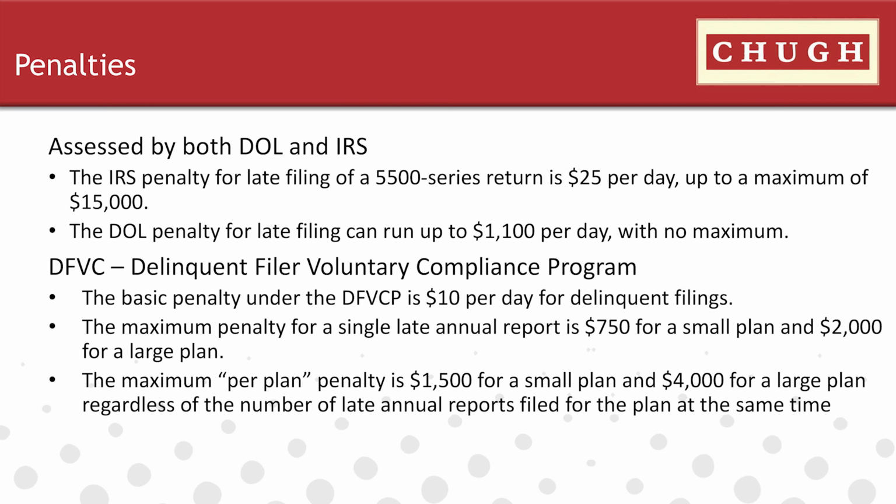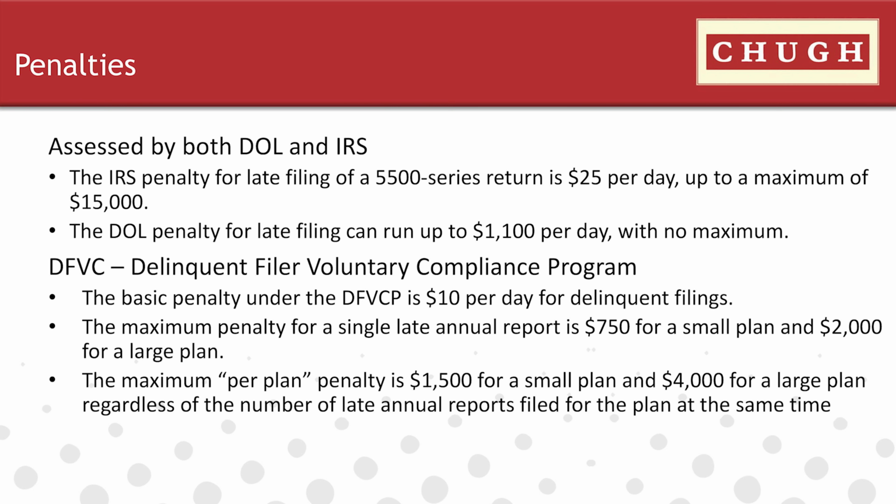And for the Department of Labor penalty for late filing, it's $1,100 per day with no maximum. There is an option for a lower penalty. It's called the DFVC, which is the Delinquent Filer Voluntary Compliance Program. The basic penalty structure under this program is $10 per day for delinquent filings. And then there is also a per filing cap.